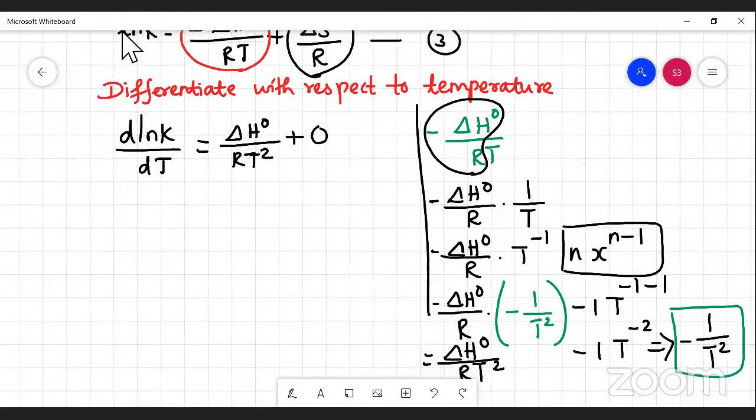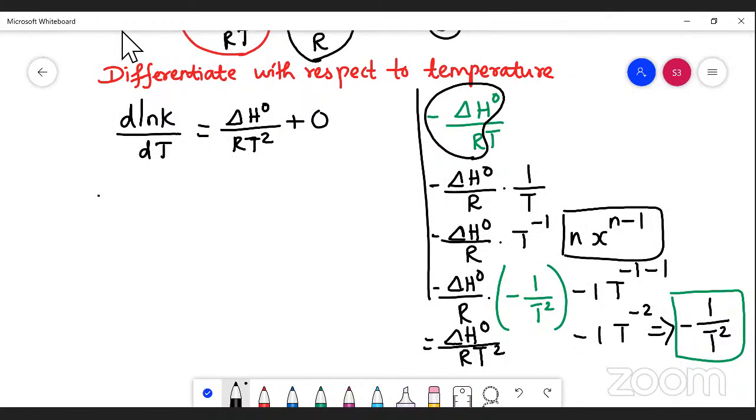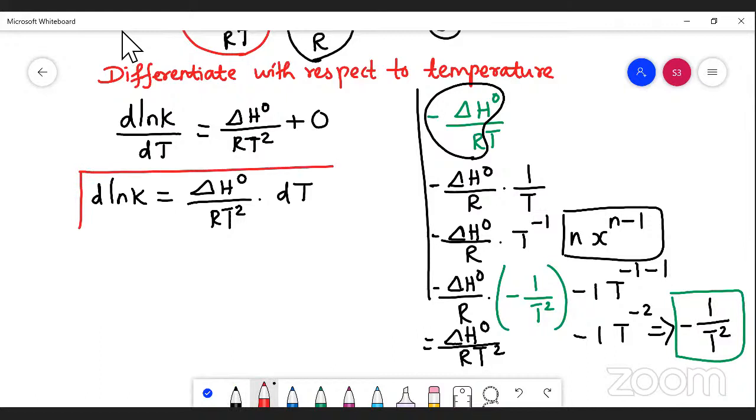Now this equation again we are going to modify. Keeping d ln K on one side, now you take dT to the other side. So del H naught divided by RT square into dT. The differentiation we get on the right side: RT square into dT. So this equation is differentiated with respect to temperature. Now this is a differential equation.